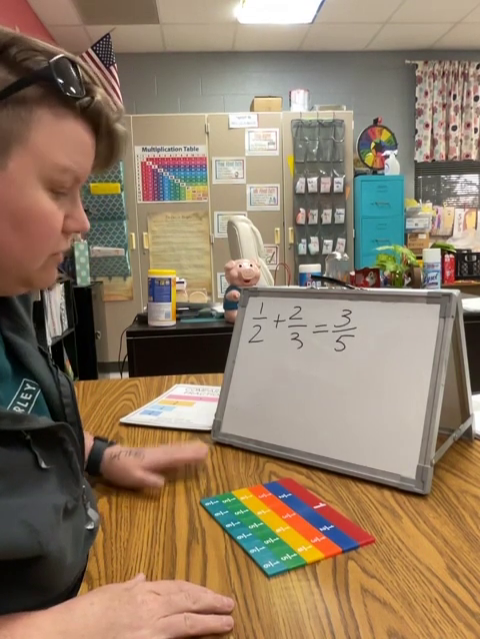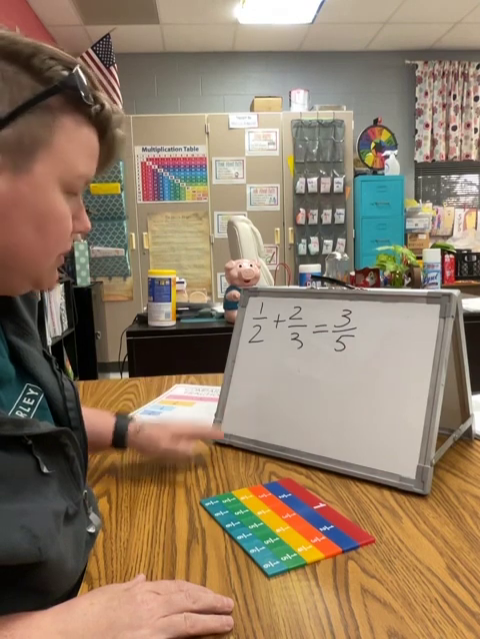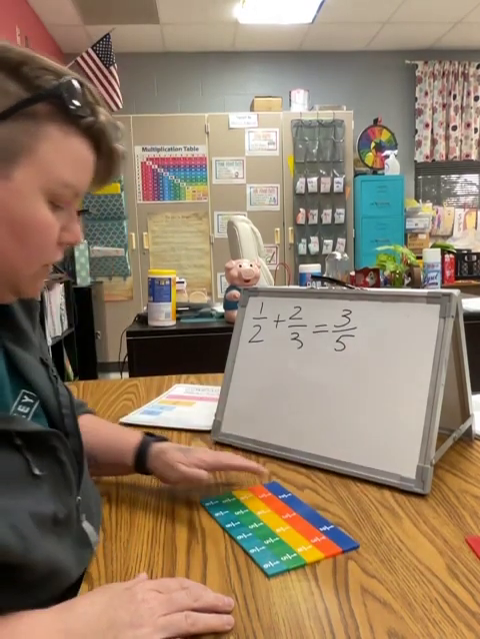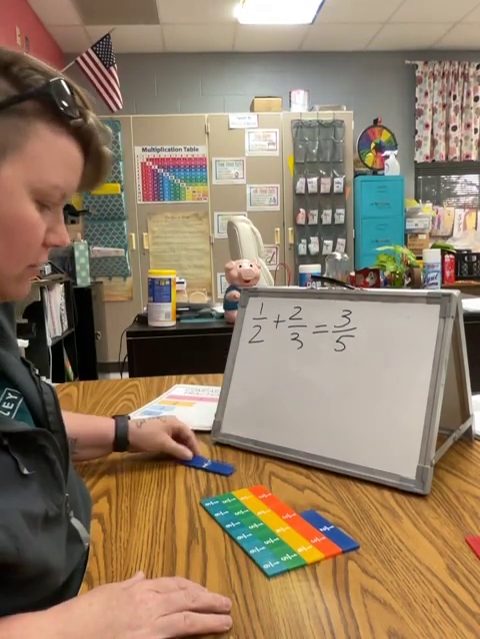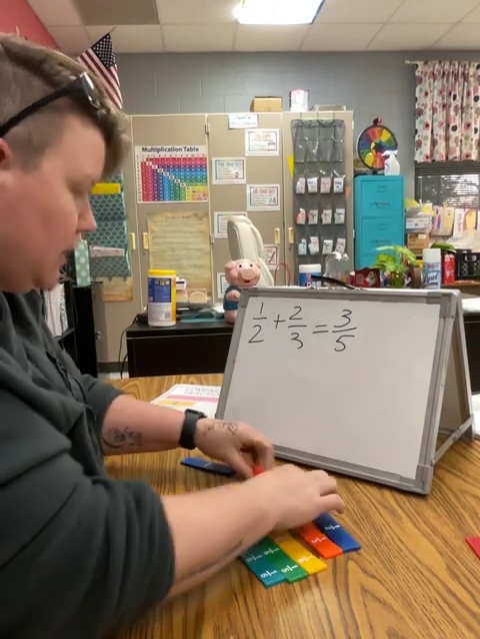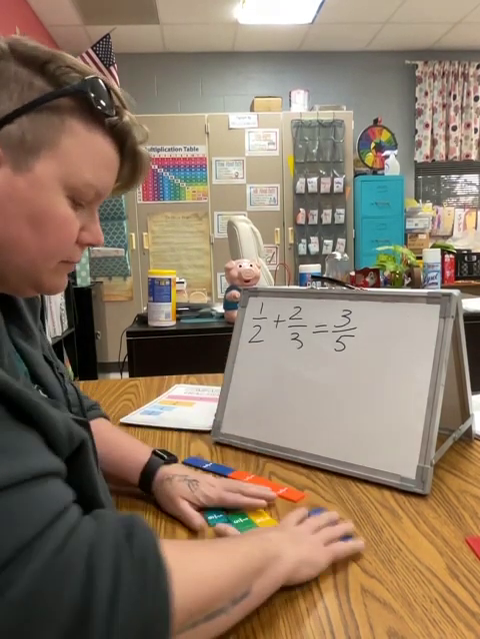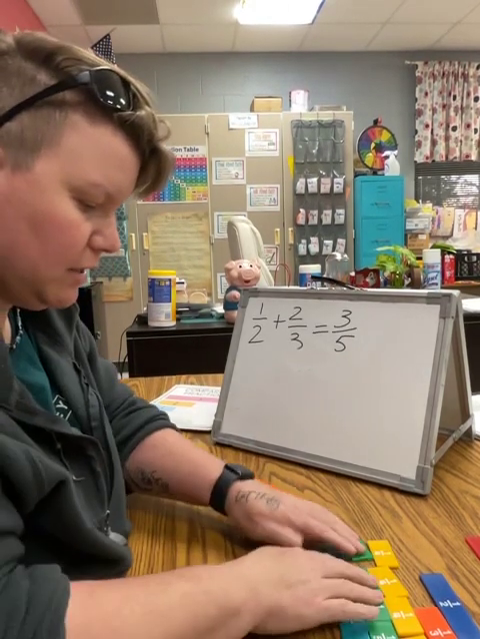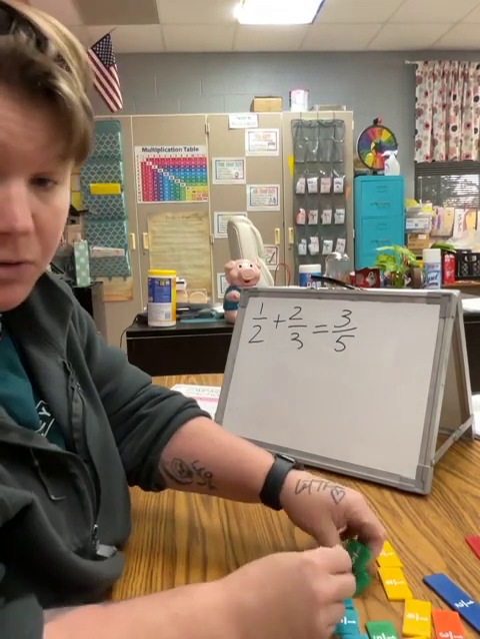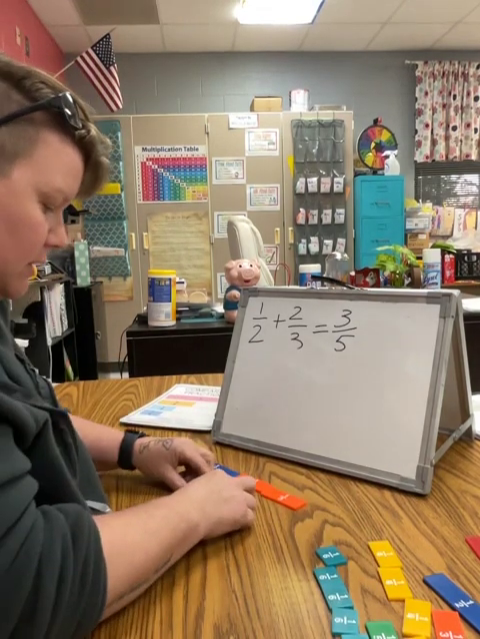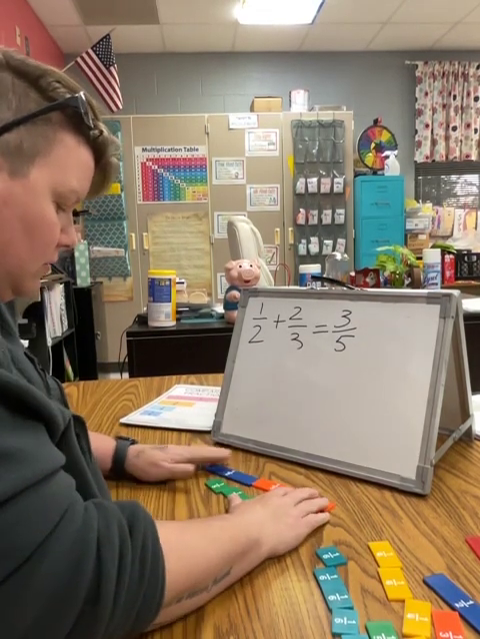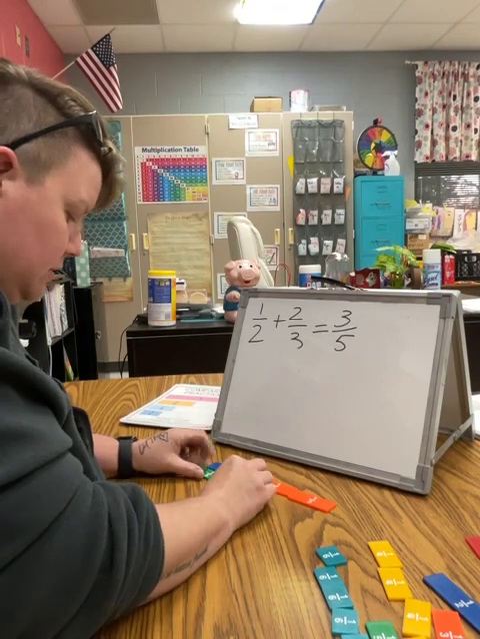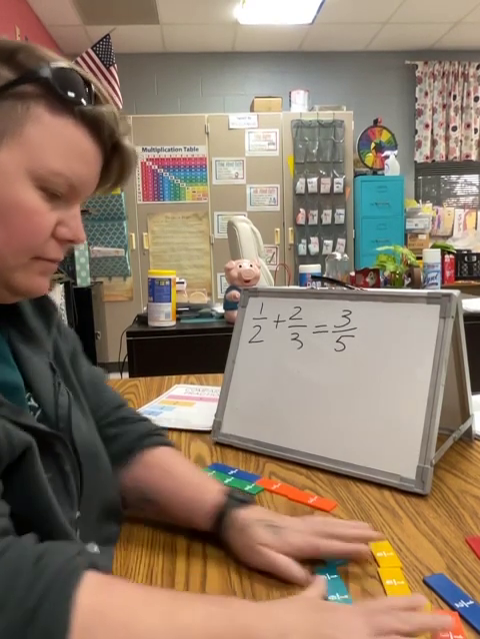So now to move on to the misconception, I'm going to use my 1/2 tile and my 2/3 tiles. And then I'm going to get my 3 1/5 tiles because the student said that 1/2 plus 2/3 equals 3/5.